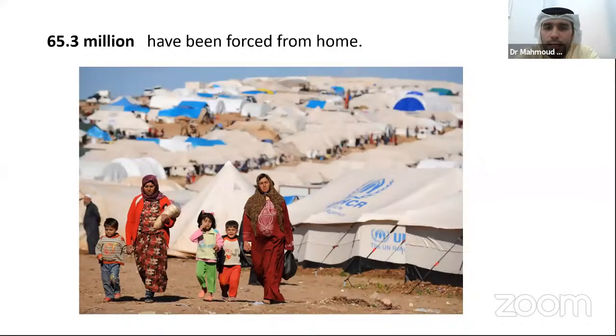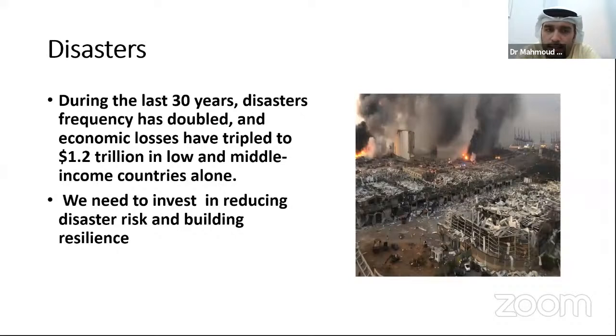So there are so many social challenges that require us to take social sustainability more seriously. Adding to that, disasters: during the last 30 years, we have had more disasters. The frequency has doubled. The economic loss coming from disasters has tripled to $1.2 trillion. In the pictures you see the recent bombing in Beirut. I don't want to call it bombing, maybe it's a different thing, but the disaster that took place in Beirut. This requires us to bring the social side and community side along with public-private partnerships to reduce risk and disaster and build resilient communities and resilient societies.